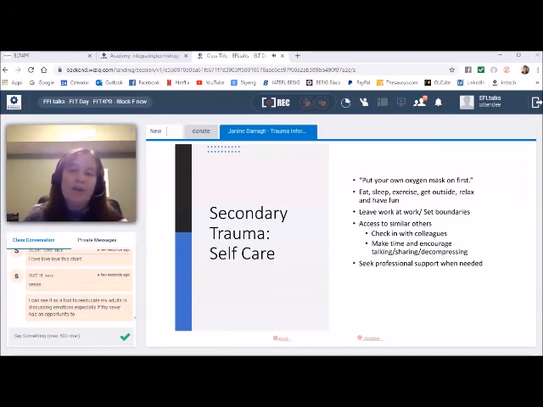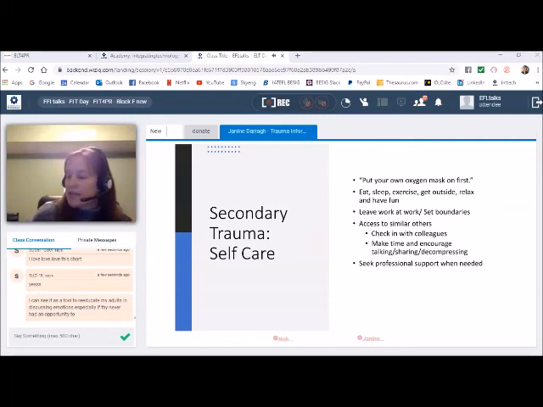The cliche, put your own oxygen mask on first, is really, really important. We can't be good teachers and support systems for others if we're not taking care of ourselves first. So we need to try to eat well and sleep and exercise and relax and have fun and set boundaries and try to leave work at work. And if we can't do that every day, at least a couple of days a week.